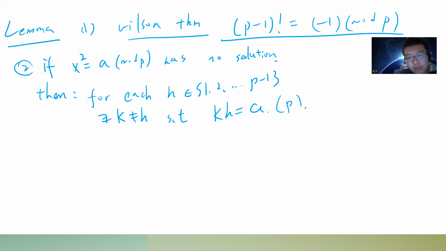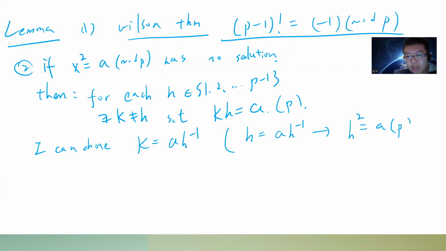The proof is very simple. You can see that because F_p is a field, I can choose k to be just a times h inverse. But notice that k cannot be the same as h. The reason is that if k is the same as h, it means that h is a times h inverse. This will imply that h squared equals a mod p, but this contradicts that I assumed there is no solution.